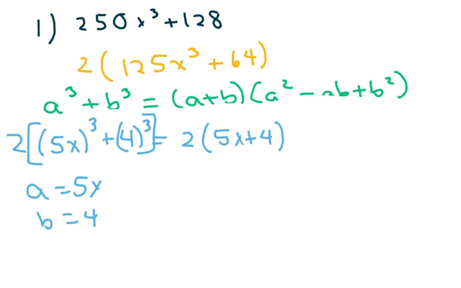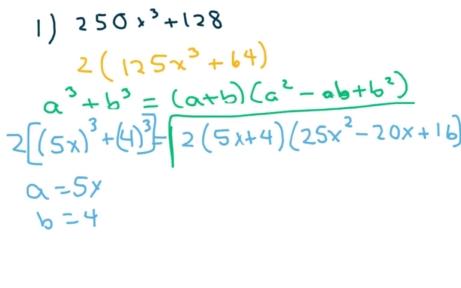Now we're going to square our A. So when you square the A, that's 25x squared. And then minus your A times B. So 5x times 4 is 20x. And then you just square the 4, and that gives you 16. Okay? And this is your answer.